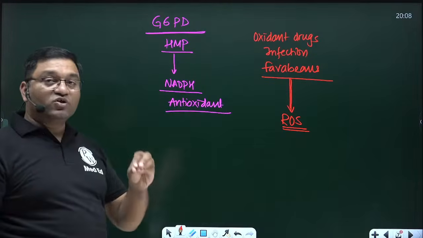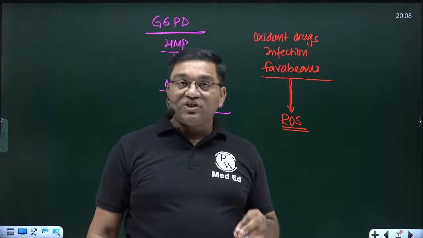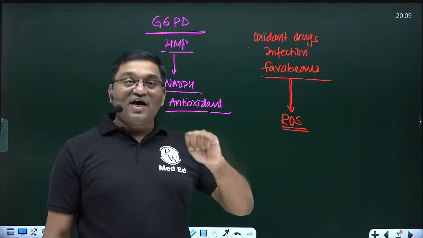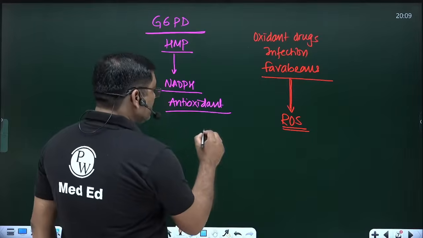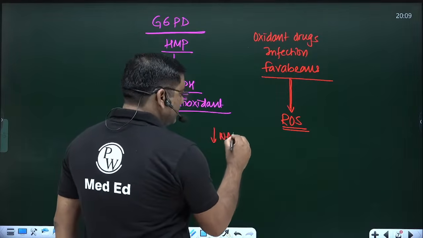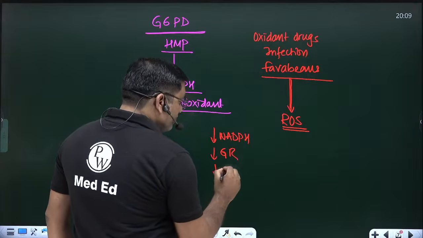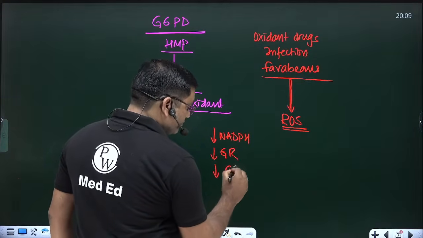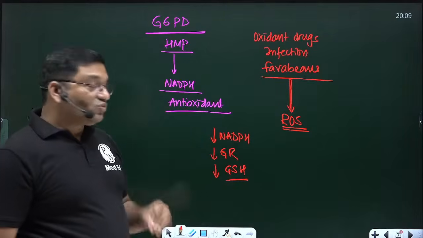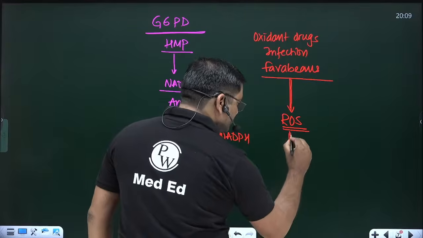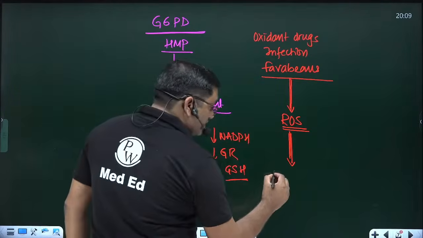NADPH is required for glutathione reductase activity, which is important for the synthesis of reduced glutathione, and reduced glutathione maintains the RBC membrane integrity. So because of decreased NADPH level, there is decreased activity of glutathione reductase and decreased level of reduced glutathione, so that causes damage to the RBC membrane. So the reactive oxygen species, in the absence of this, there is hemolysis.